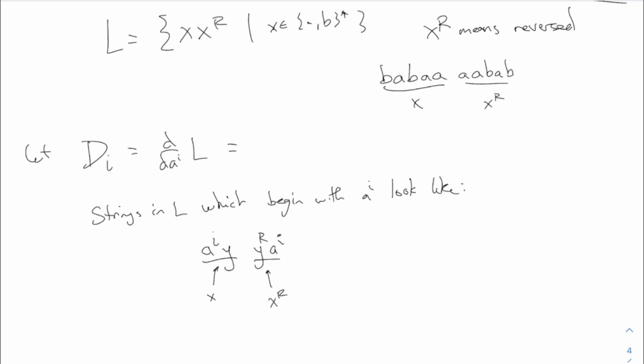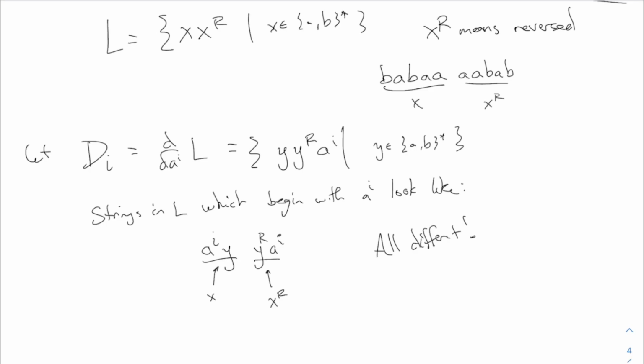So this is what the strings look like. And then when I take the derivative, I'm going to cancel the a to the I at the very beginning, and what remains will be the rest of that stuff. So what remains when I do the derivative is y reversed, a to the I, where y is any string. And so what you have is D_i is all strings of that format where it ends with I different copies of a. And these are all going to be different. D1 has one a at the end. D2 has two a's at the end, and so on. All different.